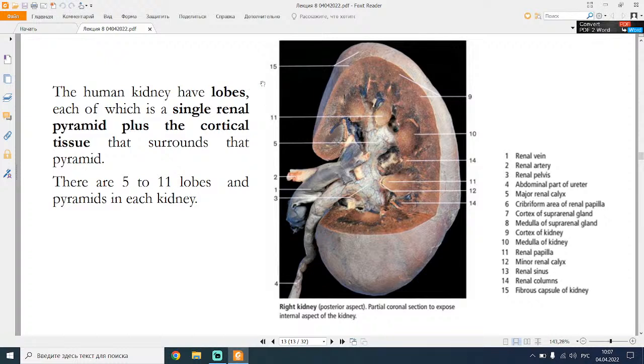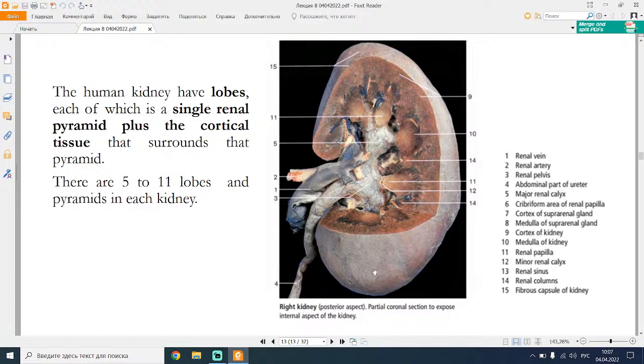The human kidney has lobes, each of which is a single renal pyramid plus the cortical tissue that surrounds that pyramid. These are the lobes. There are 5 to 11 lobes and pyramids in each kidney.